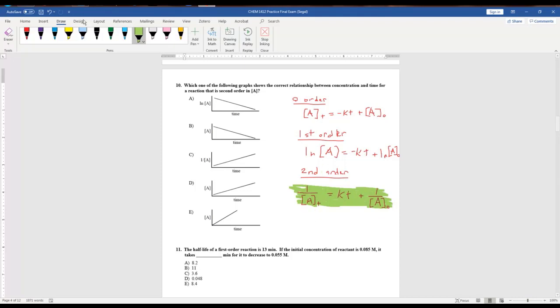And notice it's kind of like a linear equation in the sense that you've got y is equal to mx plus b. k is the slope, x is the time, and 1 over the initial concentration is your y-intercept. So if you wanted to get a straight line here, the only one that would give you a straight line for second order rate data would be C.